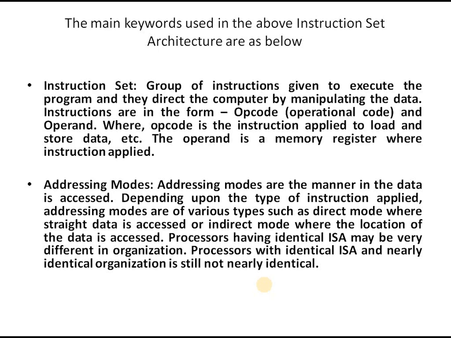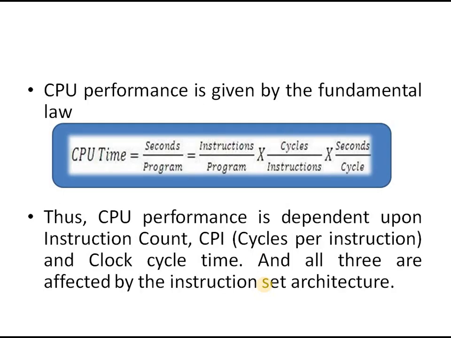Addressing mode. Addressing modes are the manner in which the data is accessed. Depending on the type of instructions applied, addressing modes are of various types, such as direct mode where straight data is accessed, or indirect mode where the location of the data is accessed. Processors having identical organization may be very difficult to find.